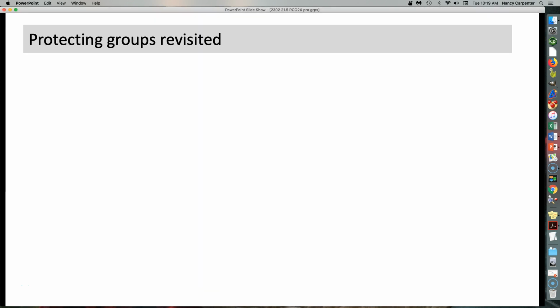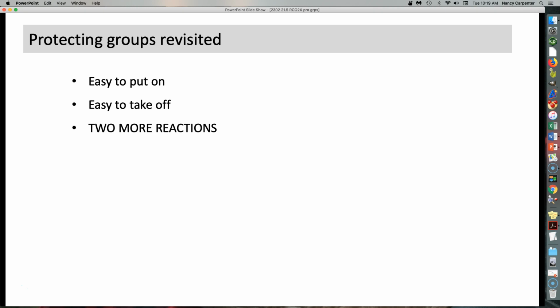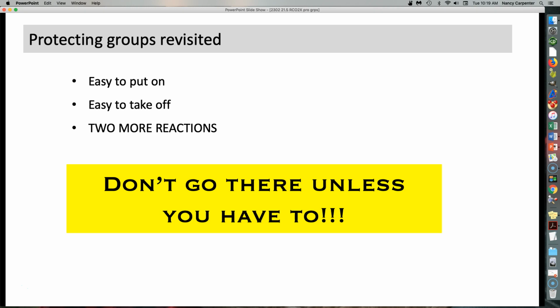So, revisiting protecting groups. Remember, you are doing this because you have to. There's something that's going to interfere with a subsequent step in your synthesis. So since you have to do this, you have to find a protecting group that will be easy to put on in a nice high yield, easy to take off in a nice high yield, but it invariably means two more reactions, which will take more time and reduce the overall yield of your synthesis. So you want to avoid them like the plague.